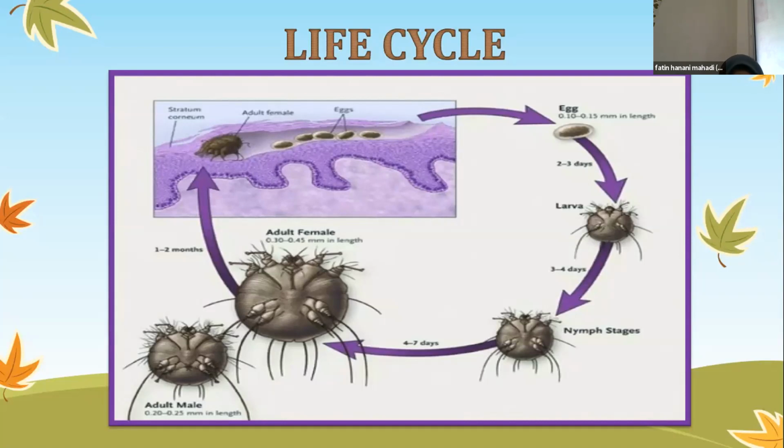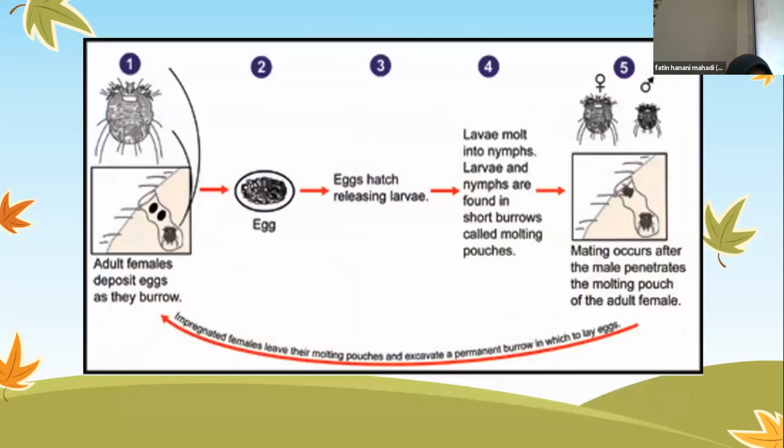About 3 to 4 days later, it will develop into the nymph stage before it develops into an adult, where the adult female is slightly larger than the adult male. Same goes for this picture. As you can see, mating occurs as the active male penetrates the molting pouch of the adult female, where the mating takes place only once and leaves the female fertile for the rest of her life. The impregnated female leaves her molting pouch and wanders on the surface of the skin until she finds a suitable site for a permanent burrow.